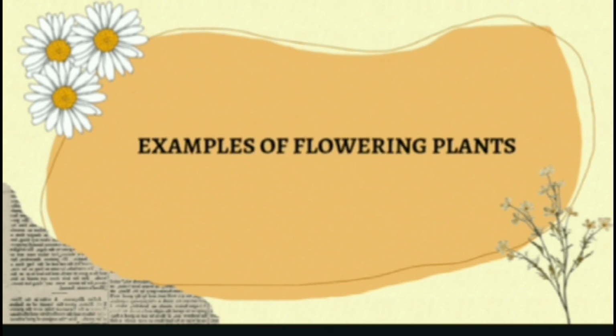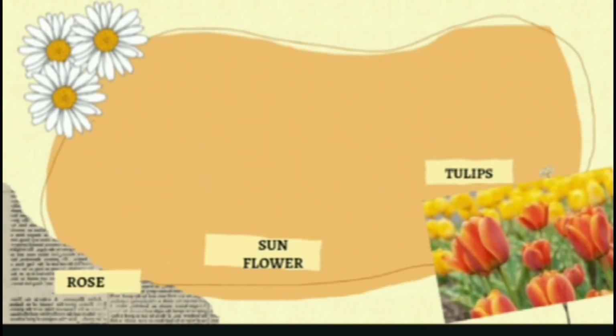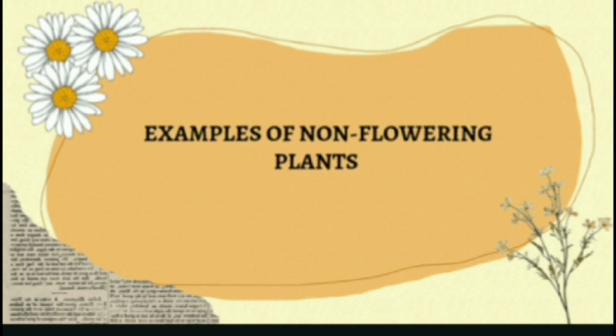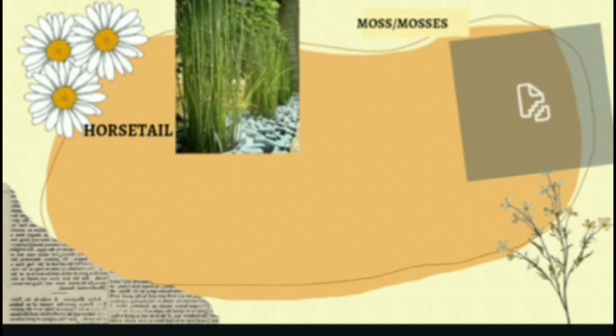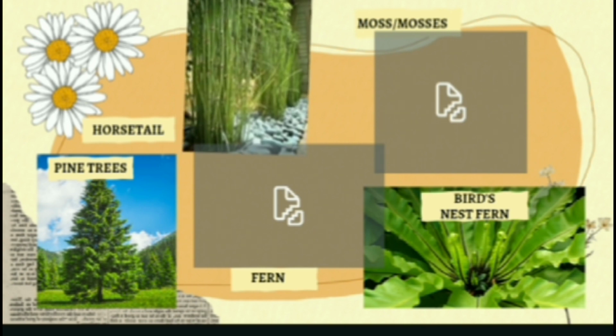Examples of flowering plants. There are five examples of flowering plants. First is lily, second is rose, third is sunflower, fourth is lavender, fifth is tulips. I have also here an example of non-flowering plants. Examples of non-flowering plants are horsetail, pine trees, fern, moss or mosses, and bird's nest fern.